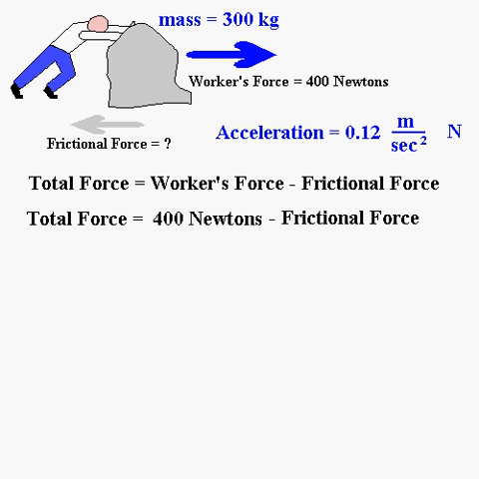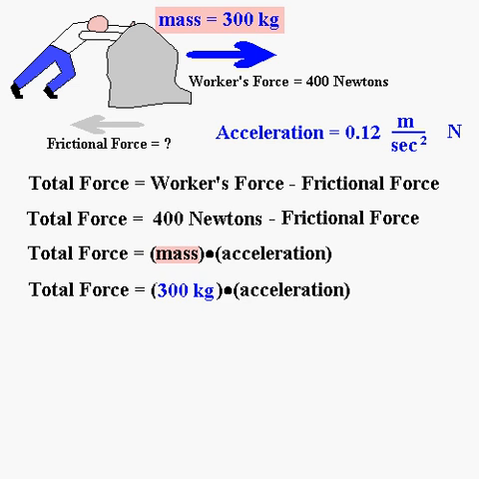Now remember, we want to figure out what the frictional force is. So we've got to figure out some way to get a value for the total force. Well, it turns out I can get that from Newton's second law. Remember, Newton's second law always deals with the total force exerted on an object. The total force is equal to mass times acceleration. That's Newton's second law. Well, it turns out we know everything we need to calculate the total force this way. After all, we know the mass, that's 300 kilograms. We also know the acceleration, 0.12 meters per second squared north.